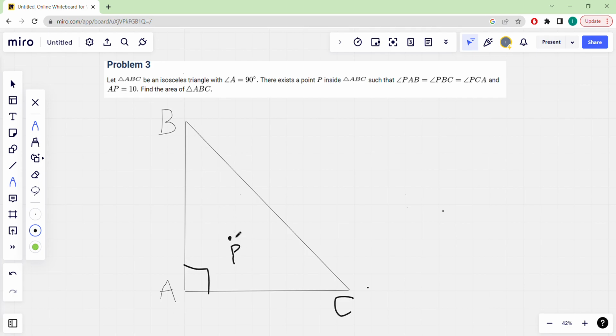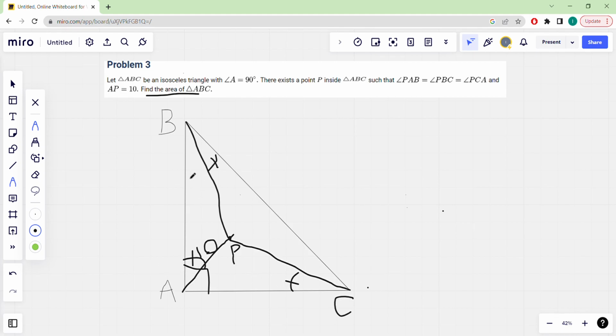angle PAB is congruent to angle PBC, which is congruent to angle PCA. And this segment AP is 10. And we're supposed to find the area of ABC. So we first are going to draw the segments from P to all the vertices of the triangle. And then we also mark that angle PAB, this angle, is going to be congruent to PBC, which is also congruent to PCA.